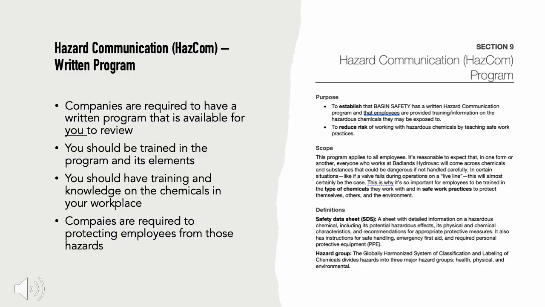So we're quickly going to talk about written programs. Companies are required to have a written program that is available for you to review, the employee. You should be trained in the program and its required elements. You should have training and knowledge on the chemicals in your workplace, especially ones you work with or that you are required to work around. And companies are required to protect employees from these hazards.